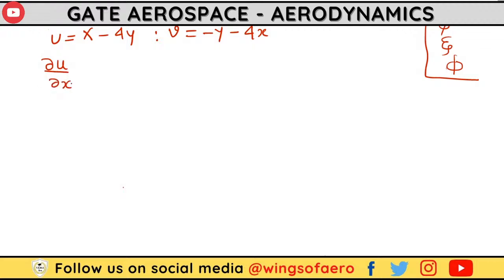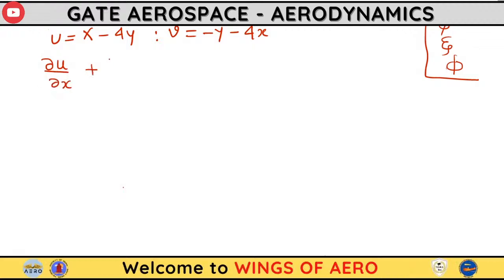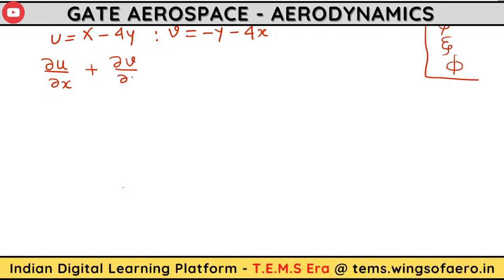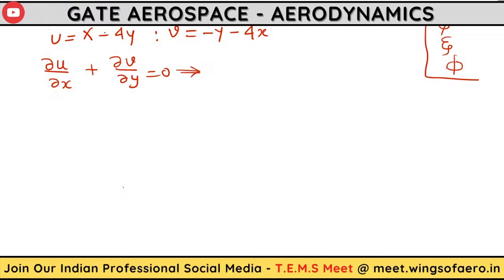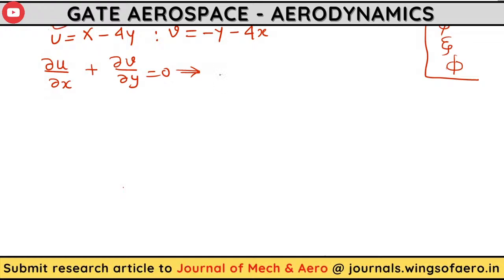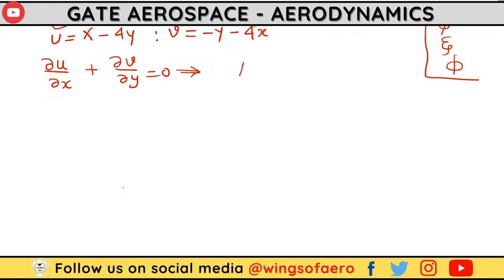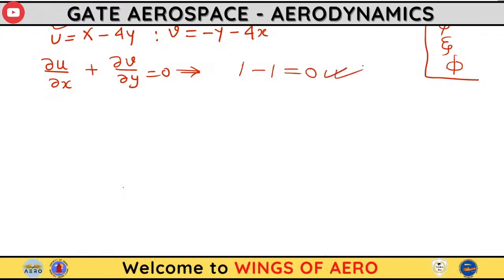∂u/∂x + ∂v/∂y = 0. Is it equal to 0? Yes, absolutely. Now you have to satisfy that, whether it is coming 0 or not. If you differentiate this one, it's coming 1. And when you differentiate this other one, you're getting minus 1. So it is getting 0. So it is satisfying the continuity equation.